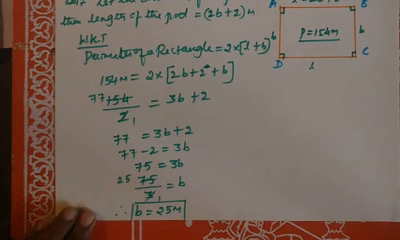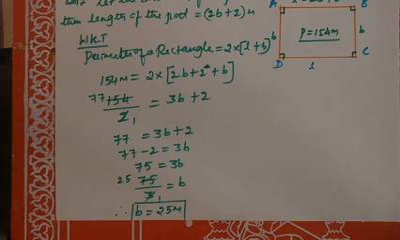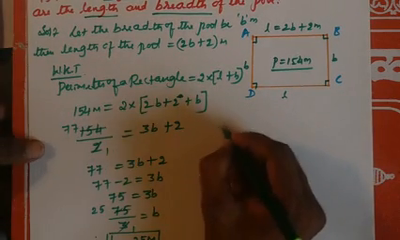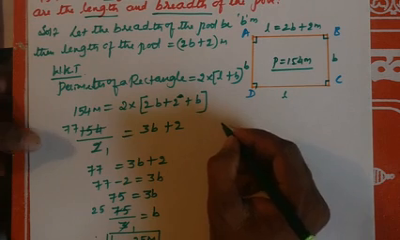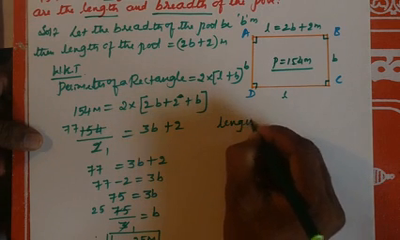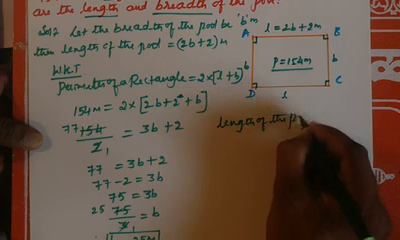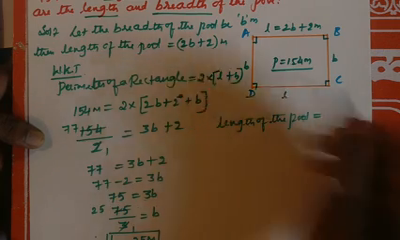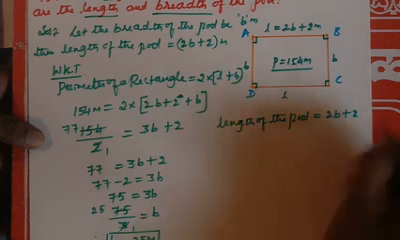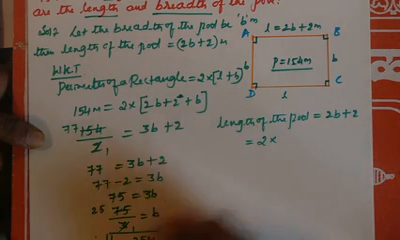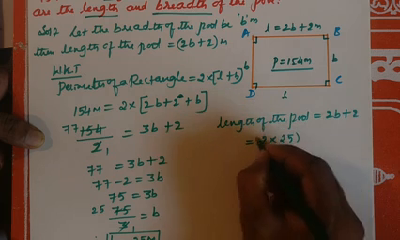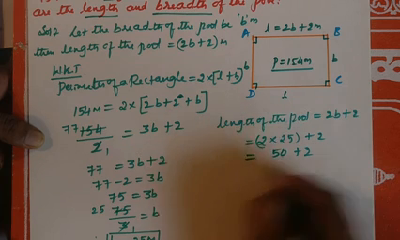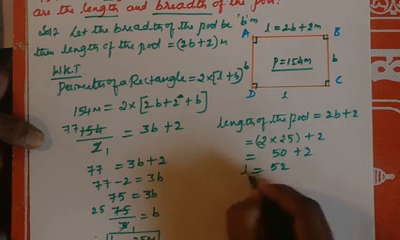Breadth is equal to 25 meter. Now we need to find the length. Length of the pool is equal to 2B plus 2, that is 2 into B, where B is equal to 25, plus 2. 2 times 25 is how much? 50 plus 2 is equal to 52.